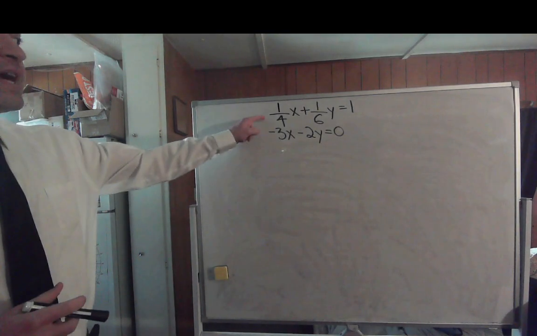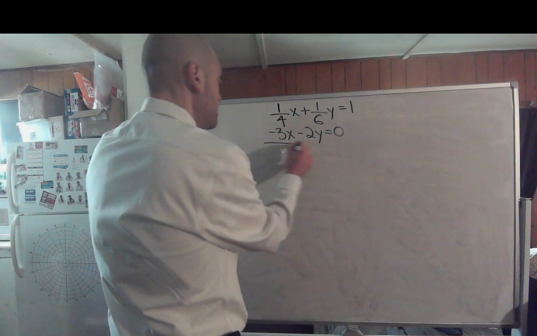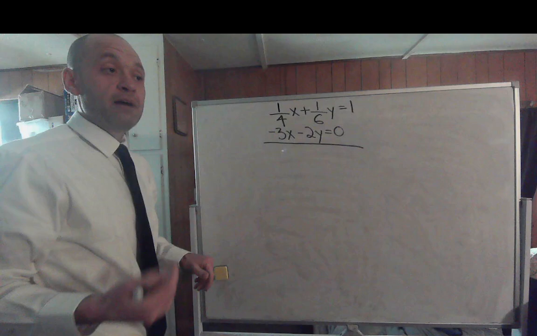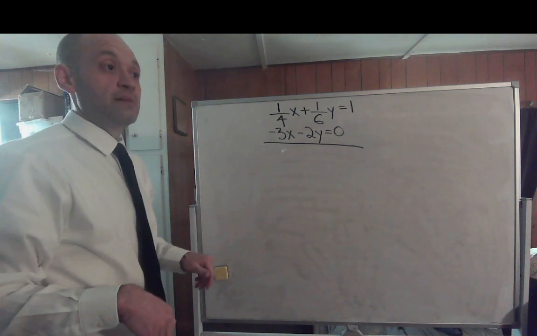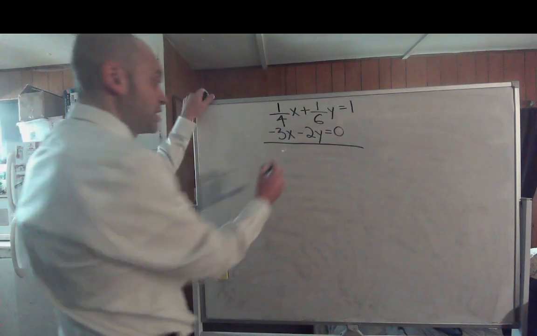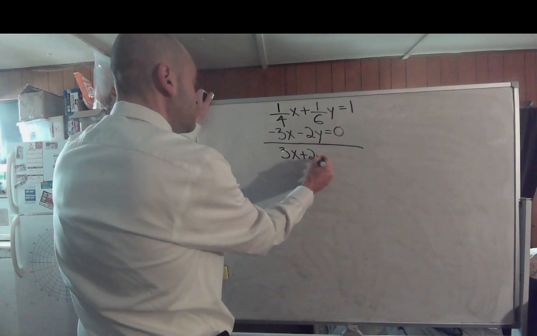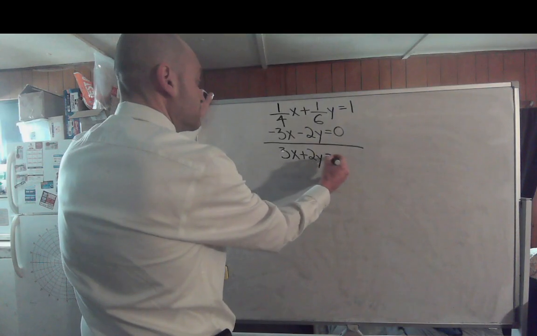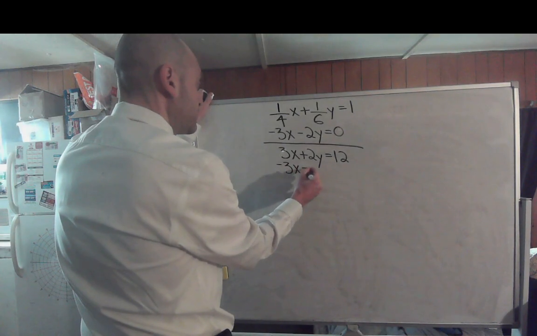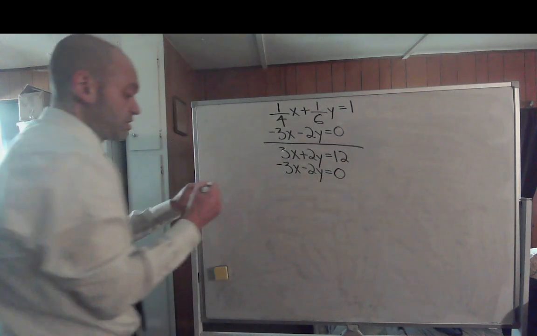All right, so definitely we got fractions to worry about in the first equation. You have denominators of 4 and 6. That means your least common denominator should be 12. So multiply your entire first equation by 12. You should end up getting 3x plus 2y equals 12. And then leave your second equation alone. You got negative 3x minus 2y is equal to 0.